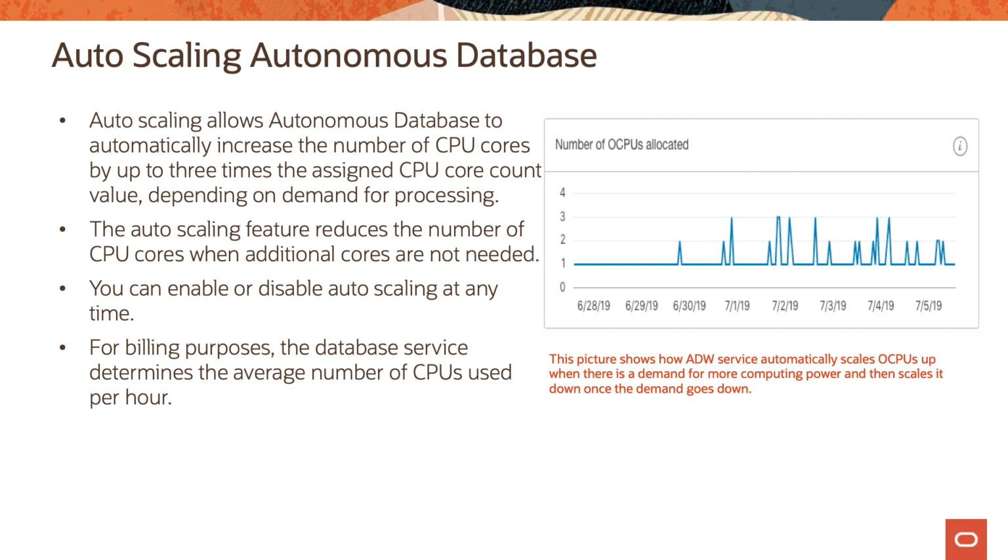So on the slide on the right side of the screen, you'll see that this particular service has automatically scaled OCPUs up when there is a demand for more computing power, and then scales it down once the demand goes down.